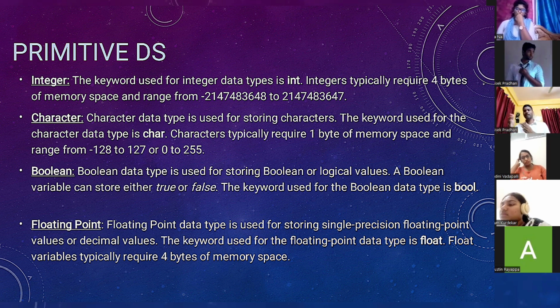Int x is then converted into a series of binary forms of zeros and ones. It's as simple. So integer is represented by the keyword int, and it occupies 4 bytes of memory space from the range that you can see on your screen. The range is not that important, but the 4 bytes of memory is important.